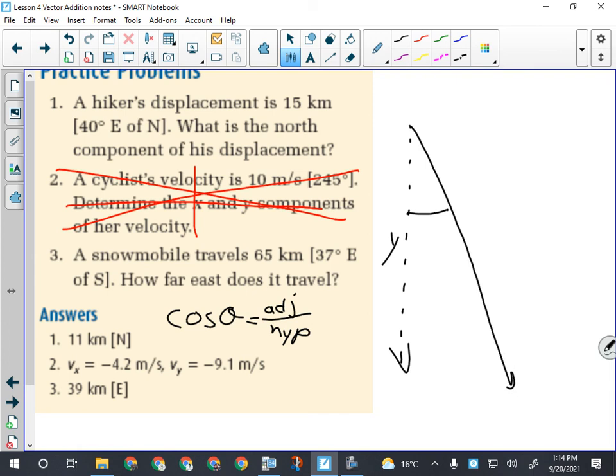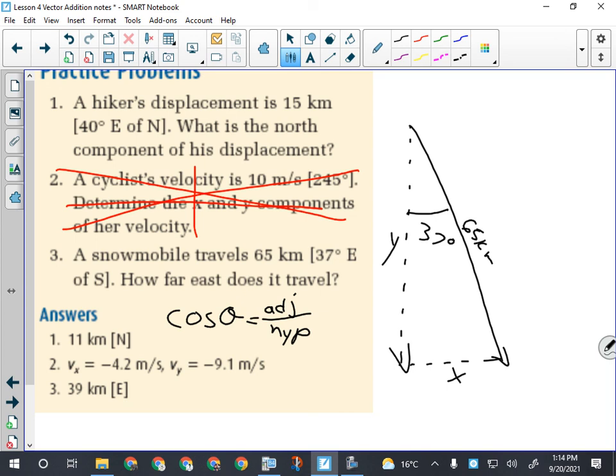So that'll be 65 kilometers. I didn't draw that very well. Okay, and this is 37 degrees. Okay, so there's my triangle. That's always how I draw it.